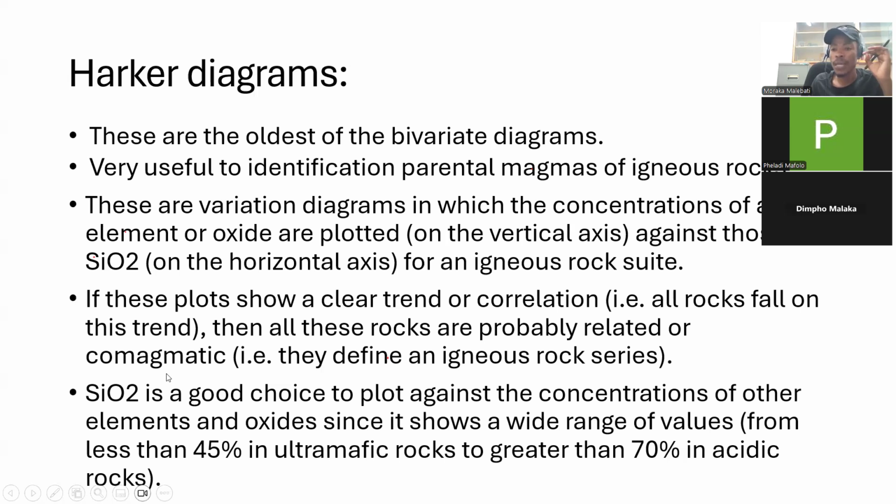But now, silica content is a good choice to plot against. Why do we put it on the x-axis? This is because it shows a wide range of values, from less than 45% in ultramafic rocks to greater than 70% in acidic rocks. That's why we plot the concentration of elements or oxides against silica, because silica is the better choice, having a wide range of values.